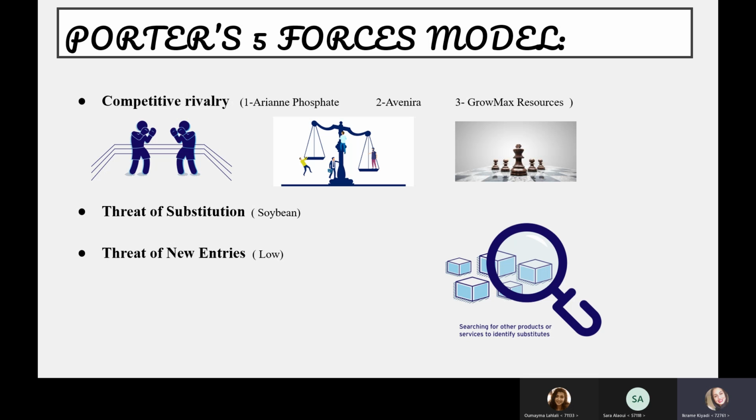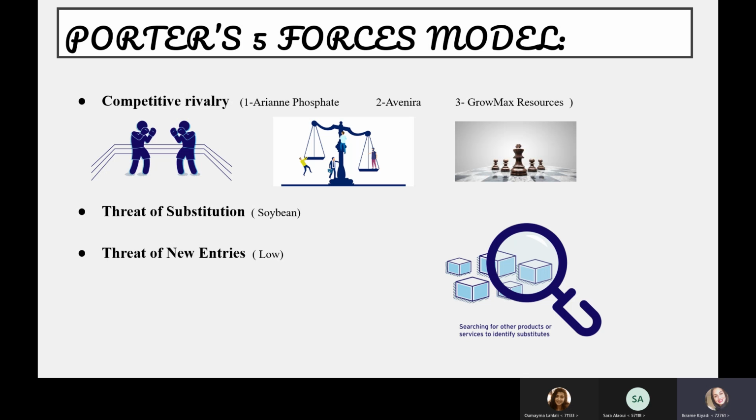Third, competitive rivalry. In all types of industries, many previous studies have shown that the main driving aspect in all companies is the number of direct and indirect competitors in the markets. OCP Group faces competitors from all over the world. However, according to Henry, OCP doesn't face competitors only in Morocco. There are some competitors such as Avenura, Gromax Resources, ITFOS, Mosaic, and Nutrien.